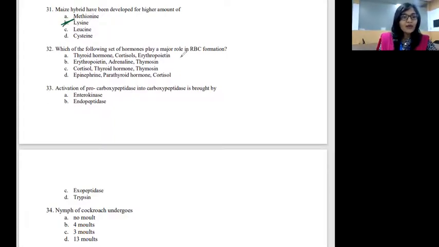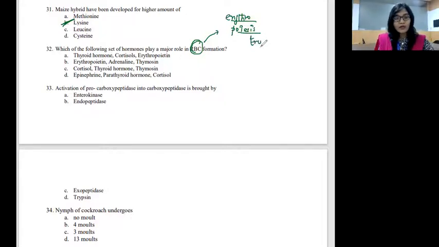Okay. Which of the following hormones plays an important role in RBC? RBC is blood formation, called poiesis. Poiesis means formation. RBC formation we call erythropoiesis because of erythrocytes. So what is needed? First, the erythropoietin protein is needed. So you need erythropoietin protein.